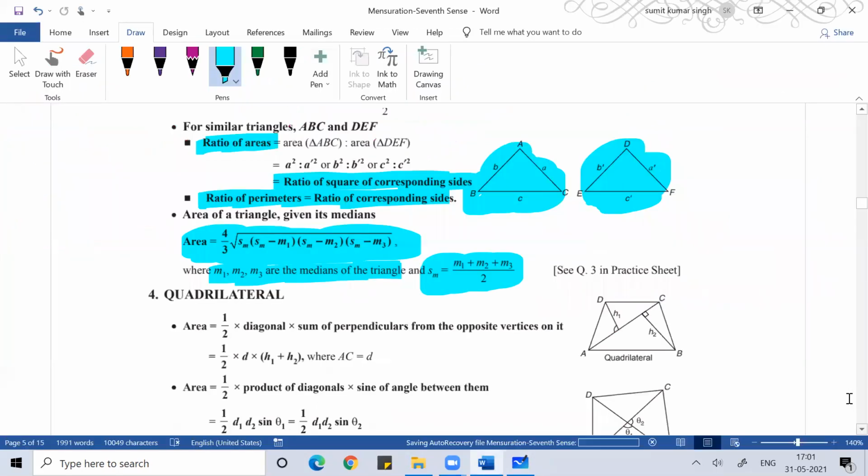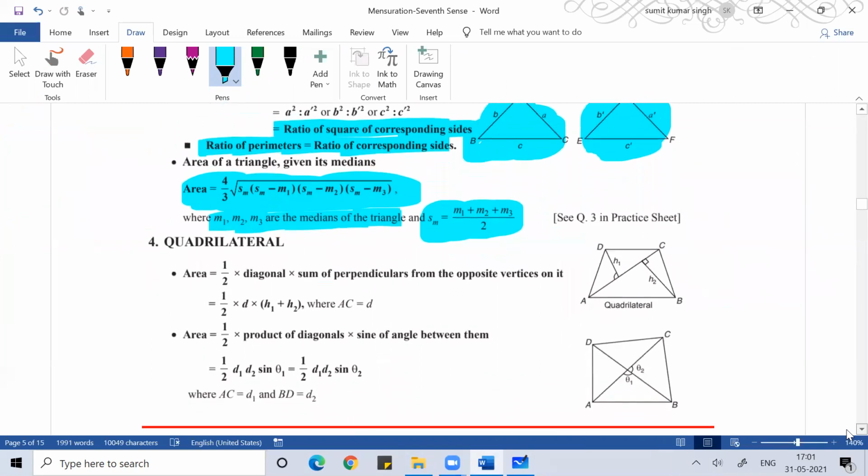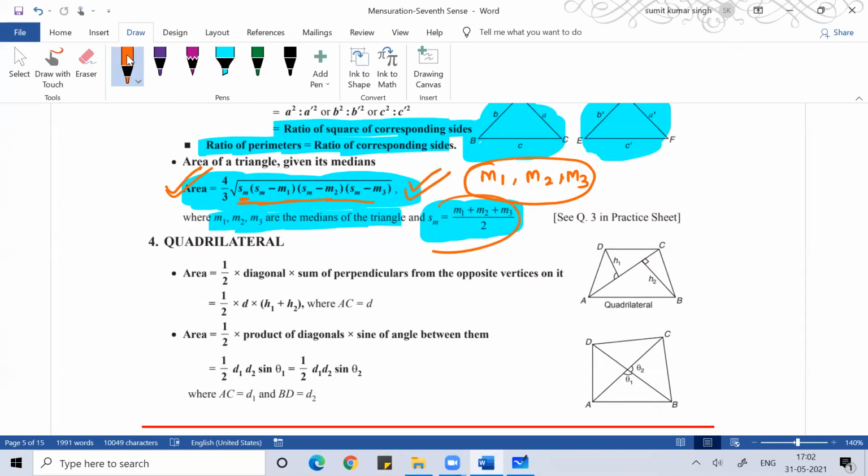So quadrilaterals, when we talk about quadrilaterals, okay, before quadrilaterals, this is the formula of the area of the triangle. Suppose I give you all three medians M1, M2, M3. Suppose the three medians of the triangle are M1, M2, M3, and I'm asking you the relation between the area of the triangle and the medians. This is the formula you need to use, where SM is the semi-perimeter of the medians of the triangle. You understood this, right?